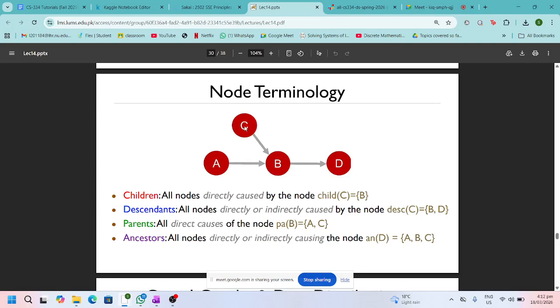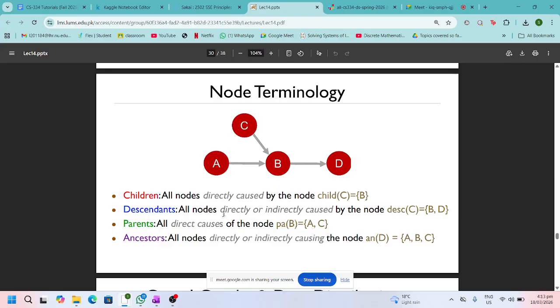जैसे C के children के set के अंदर there is only B because B is the only direct effect of C. Then descendants are all the nodes that are directly or indirectly caused by a given node. So essentially C के descendant set के अंदर we will have B as well as D because B is a direct effect of C, but D is an indirect effect of C.